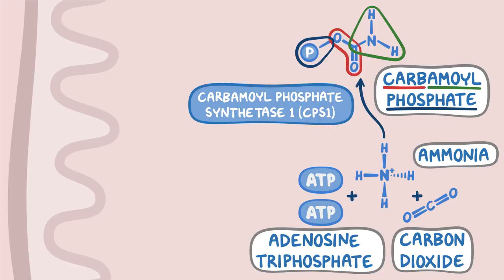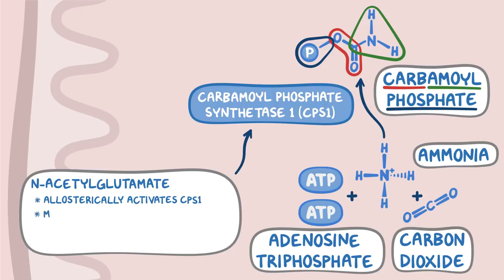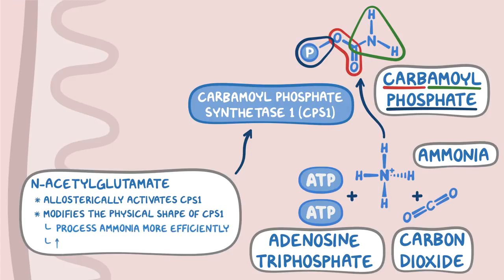Now, this process can be sped up or slowed down based on the affinity of carbamoyl phosphate synthetase 1 for ammonia. A molecule called N-acetylglutamate allosterically activates CPS1, meaning that it binds to the CPS1 on a site different from where ammonia binds. When it binds, N-acetylglutamate modifies the physical shape of CPS1 so that it can process ammonia more efficiently, increasing the rate of urea synthesis.